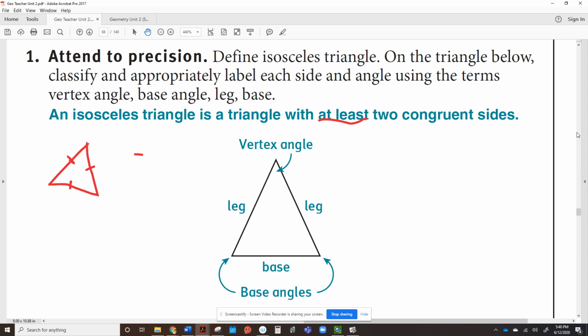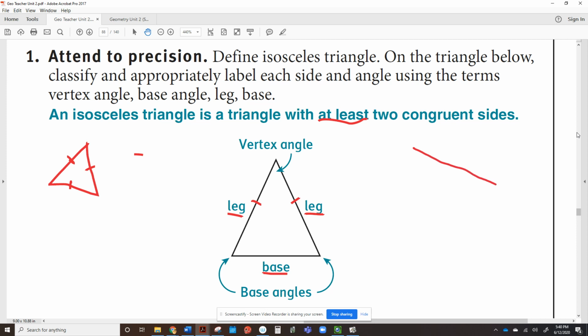Now, when we have the two sides that are the same length, we call each one of those a leg. And then there's that third side that's not the same as all the others. That side is called the base. Now, a lot of people get confused because they think that the base is what the triangle is sitting on.